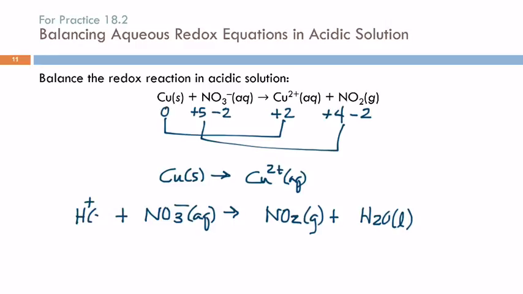So H+, that's going to be aqueous. I need 2 of them, right? 2 H's and 2 H's. So now we've got mass balance on both. Now we balance the charge with electrons.